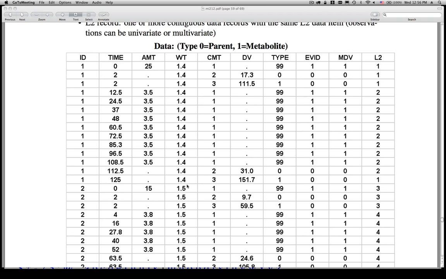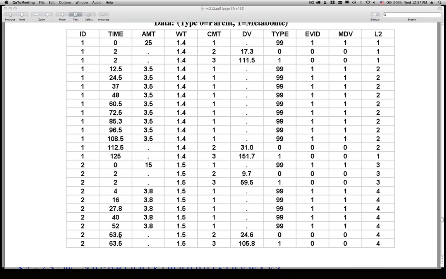And then the next matched pair, down here we have an observation at 112 hours and 125 hours for parent metabolite. Those are not at the same time point, and you'll notice if you go all the way to the right here that the L2 is not the same. So they're not going to be viewed as potentially correlated. But when we get down to the next individual at time 2, we do have a matched pair, and those have the same L2 data item. When we get further down at time 63.5, you see a matched pair, and they have the same L2 data item.